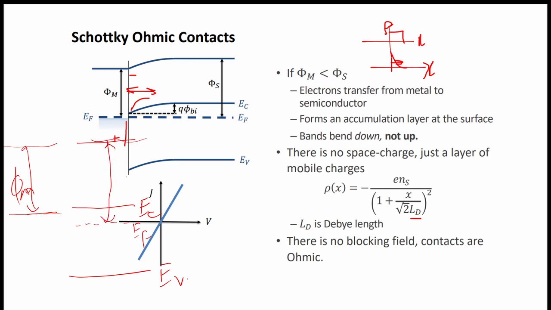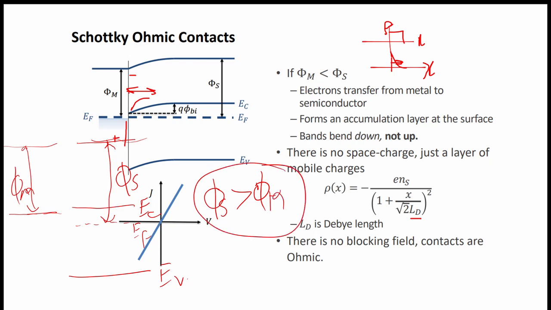Here, the work function of the semiconductor, phi s, is higher. Phi s is greater than phi m. This is particularly for the n-type semiconductor. If this is the case, then the energy of the electrons in the metal is more than the energy of the electrons in the semiconductor. So the energy here is more than the energy in the semiconductor.